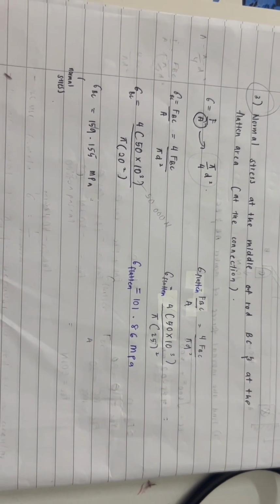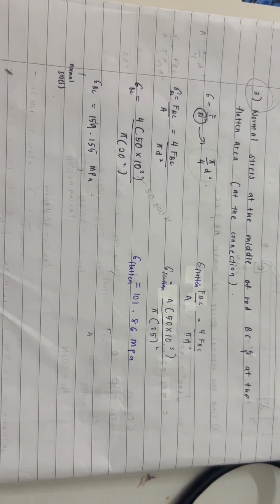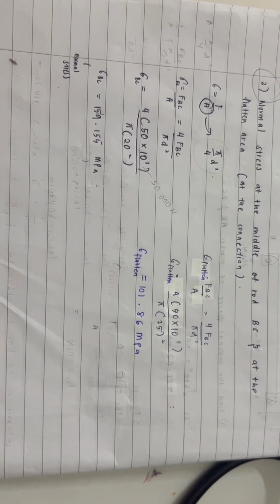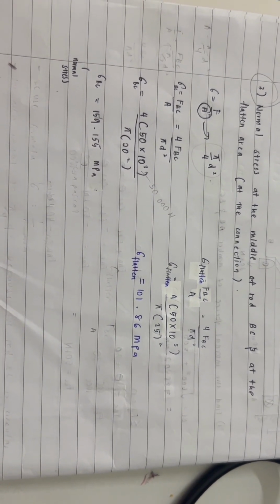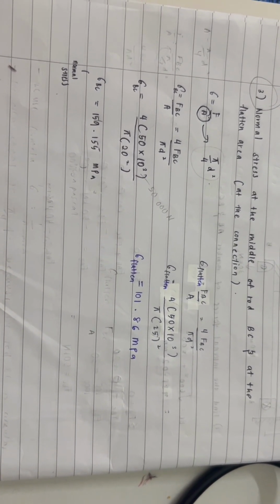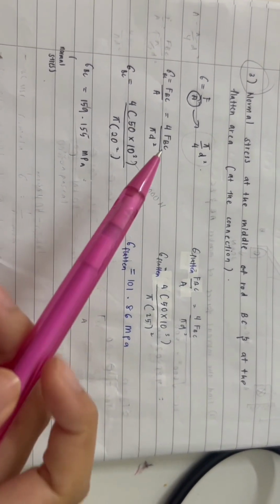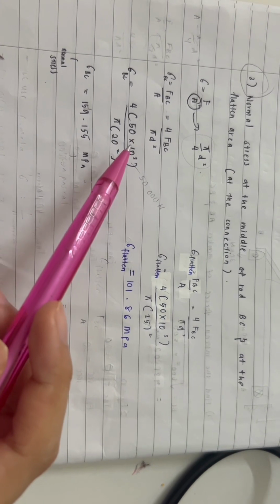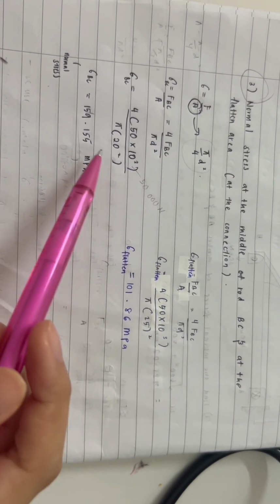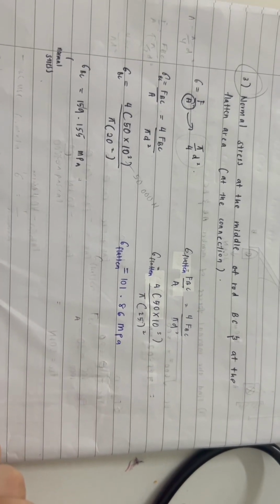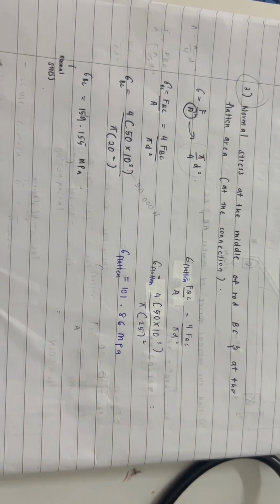And then we know that the internal force BC is 50 kilonewtons, and the rod is circular with a diameter of 20 millimeters. We insert all of that into the formula, and we got the final answer, which is 159.155 megapascal.